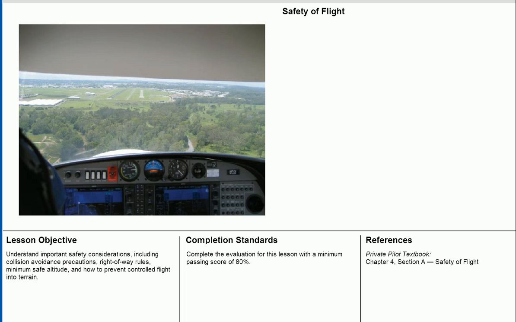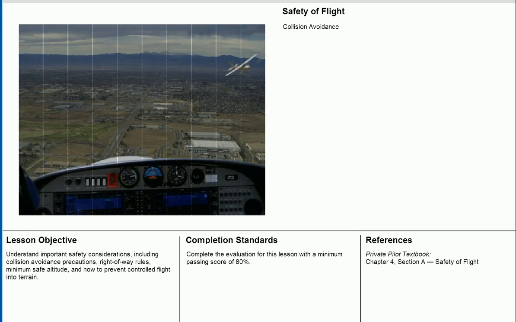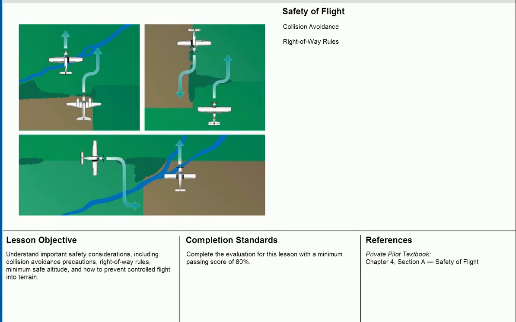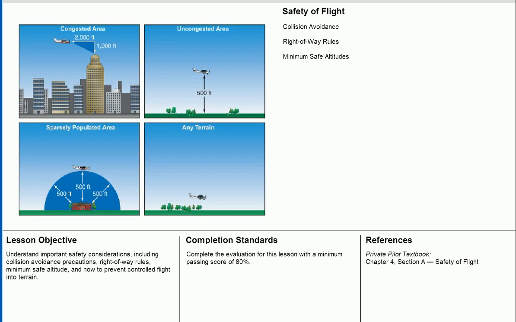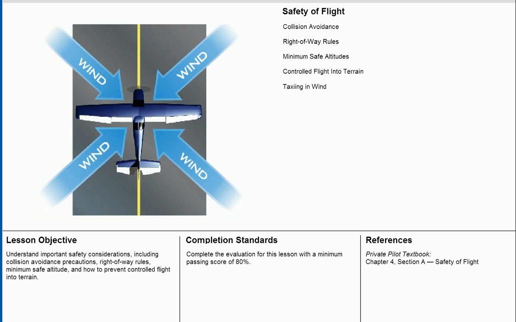In this lesson, you'll learn about these safety considerations by exploring the following topics: collision avoidance techniques, including visual scanning, being aware of blind spots, using aircraft lighting, and performing clearing turns. Right-of-way rules to help avoid conflicting traffic situations. Minimum safe altitudes over specific types of terrain. Best practices for avoiding risks that might lead to controlled flight into terrain. And what to do when taxiing in wind to avoid being flipped or rolled over.